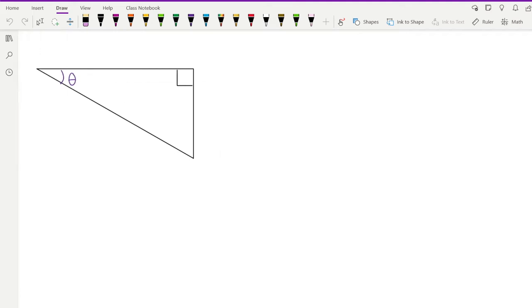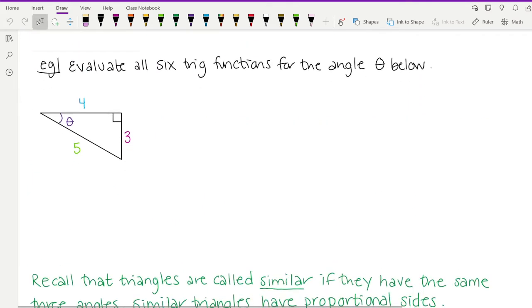So let's say that we have a triangle here. So we're given a triangle with an angle theta, and we want to evaluate all 6 of the trig functions for this angle. And so it's basically just going through the definitions we said on the last page, right? So we know that sine of theta is supposed to be the opposite side over the hypotenuse. So in this case, that's going to be 3, right? That's the side that is opposite of theta over the hypotenuse, which is 5.